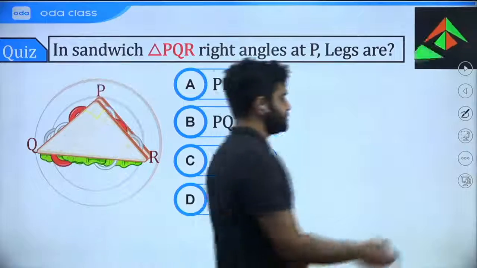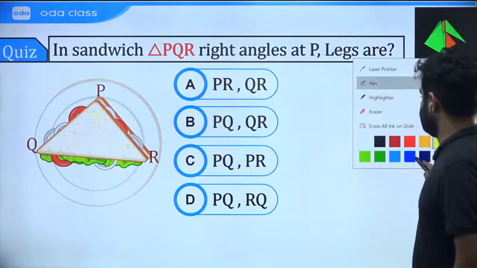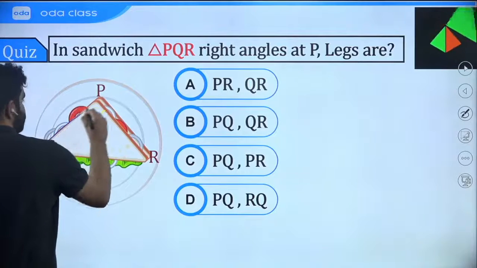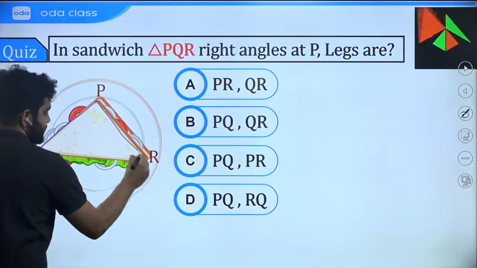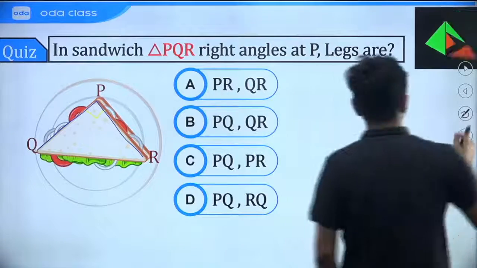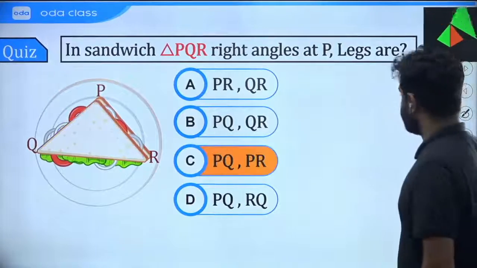So what are the sides which make 90 degrees? Sides which make 90 degrees are PQ and PR. So PQ and PR are the legs for the given right angle triangle. So your answer was correct.